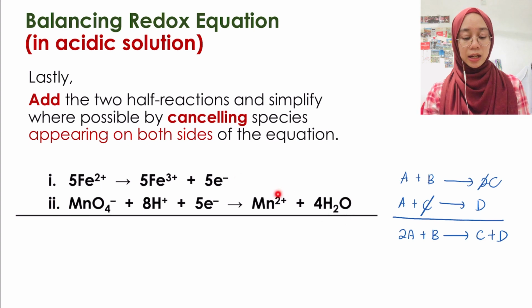So the only thing yang kamu nampak ada sama atas bawah is actually electron lah. Okay, so yang first half kita ada 5 electron on the right side, on the second half kita ada 5 electron on the left side, therefore kita boleh cancel off kan.